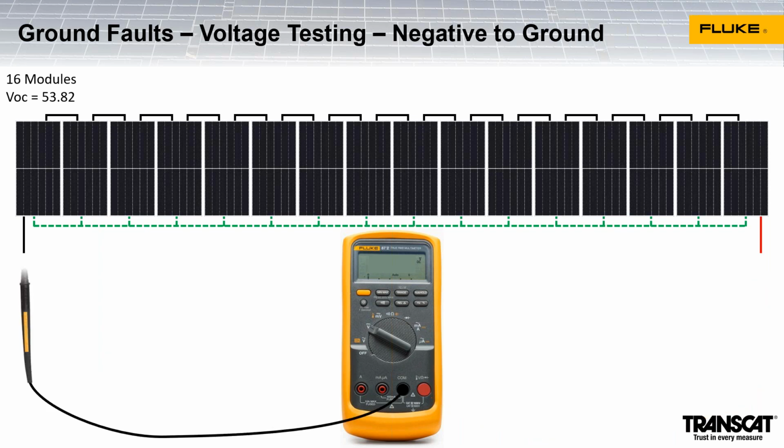If I go to the negative side, hook my negative lead to the negative terminal of the end of the string, put my positive to ground, measure there, I get 215.28 volts. Again, I would be expecting 0 there, so I'm going to record that measurement and analyze it further.